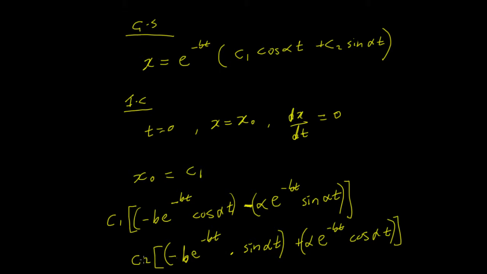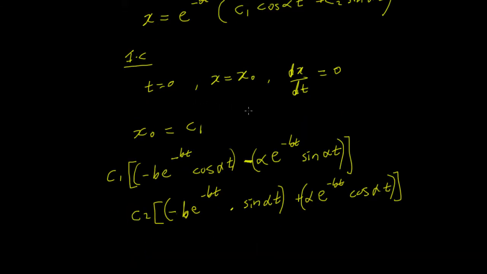So all we've got to do is put in our values for dx by dt equals 0 when t equals 0. So at t equals 0, e to minus bt is going to be equal to 1. And when t equals 0, cos of that is going to be 1 as well. So you're going to have c1 times our minus b. This term here, when t equals 0, sine of 0 is 0, so that term just disappears altogether.